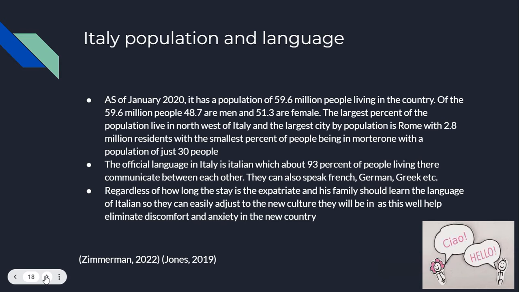The official language in Italy is Italian, which about 93% of people living there use to communicate between each other. They can also speak French, German, and Greek. Regardless of how long the stay is, the expedite and his family should learn the language of Italian so that they can easily adjust to the new culture they will be in, as this will help eliminate discomfort and anxiety of being in the new country.